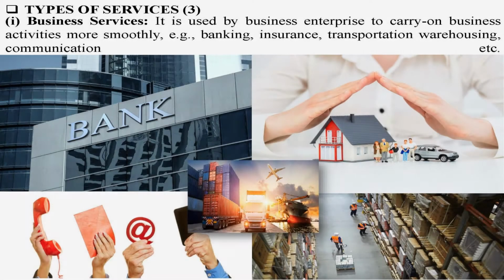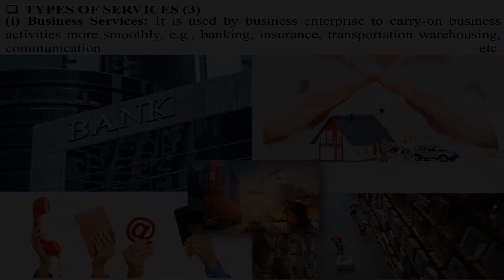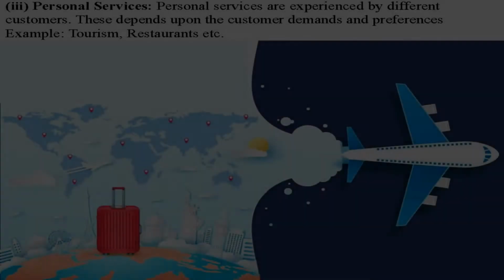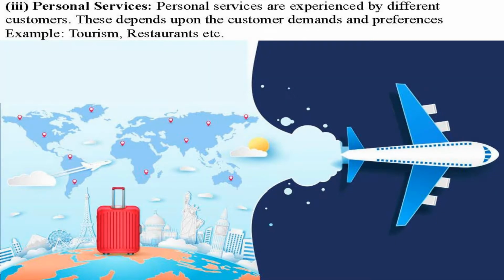Types of services. Business service is used by business enterprises to carry out business activities more smoothly. Example, banking, insurance, transportation, warehousing, communication, etc. Next, social service is carried out voluntarily to achieve a social goal. Clean India is a best example. Personal services are experienced by different customers. These depend upon customer demand and preferences. Example, tourism, restaurant, etc. That depends on the customers.